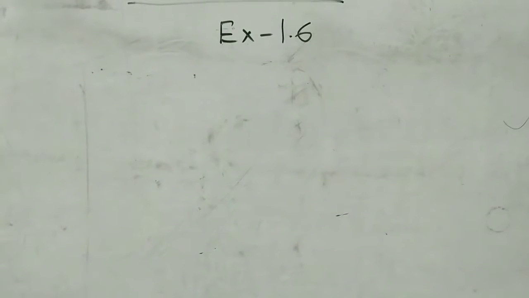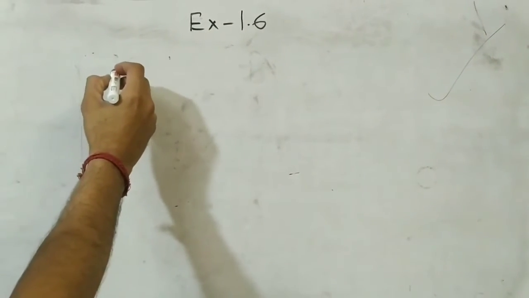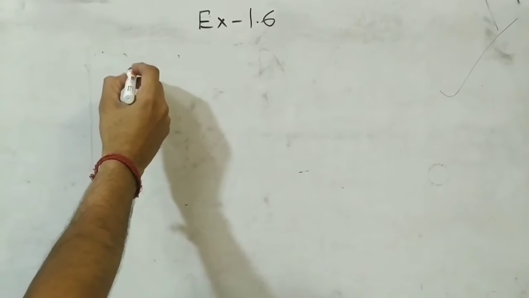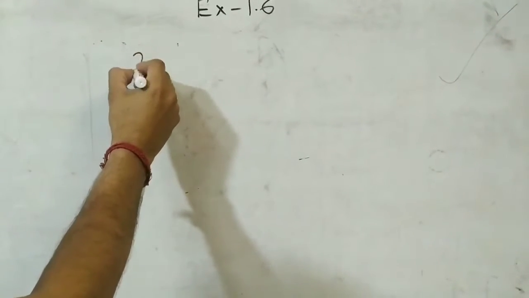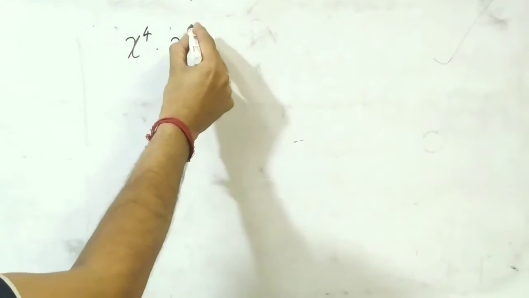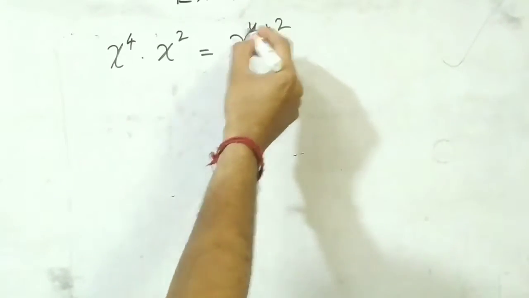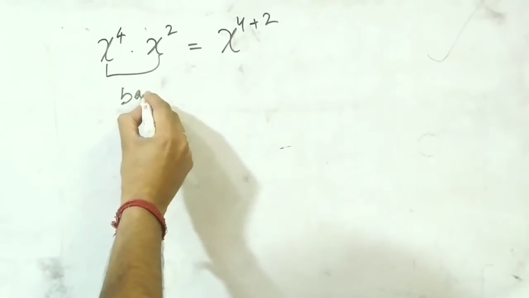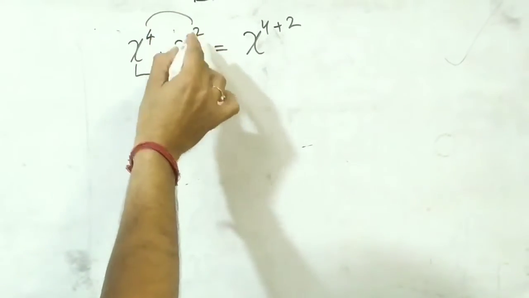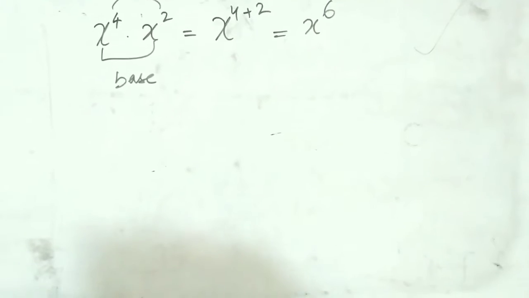In 1.6 of 9th class NCERT mathematics, you should know some basics. Some students may already know all these formulas earlier also. So suppose you have x to the power 4 multiplied by x to the power 2, this dot is for multiplication. Then powers are added because this is called the base and the bases are same. Then powers or exponents will add and you will get x to the power 6.